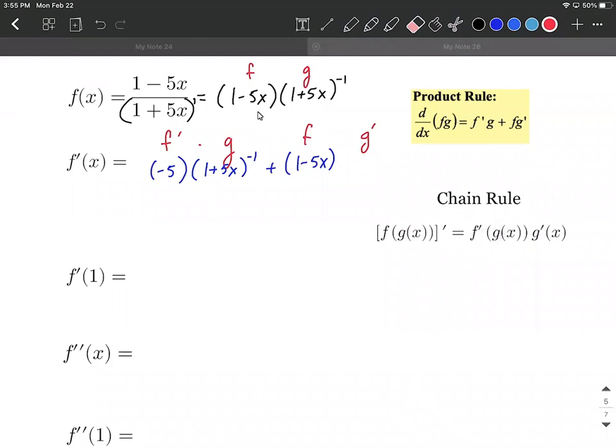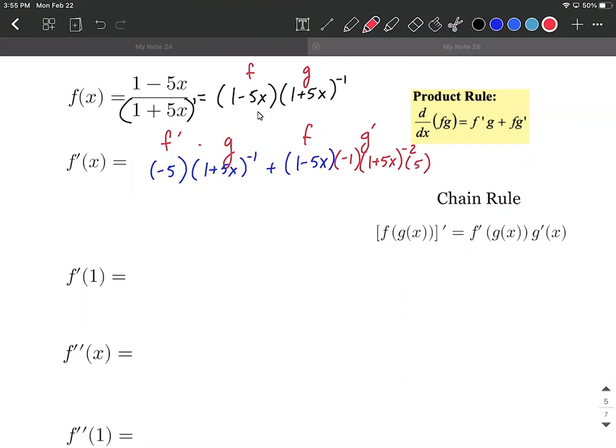So taking the derivative of the outer function, something raised to the negative first power, you bring the negative 1 down. You're going to copy down what was on the inside, 1 plus 5x, and then you reduce the exponent by 1. So negative 1 minus 1 more makes negative 2. And then we need to multiply by the derivative of the inner function, the 1 plus 5x. So its derivative is going to be 5.